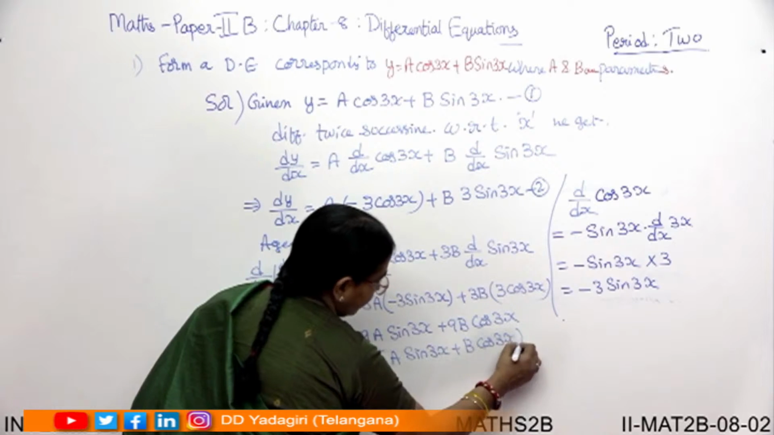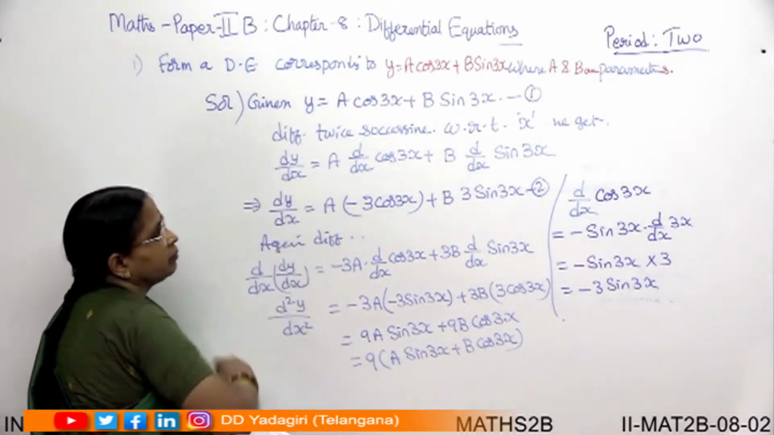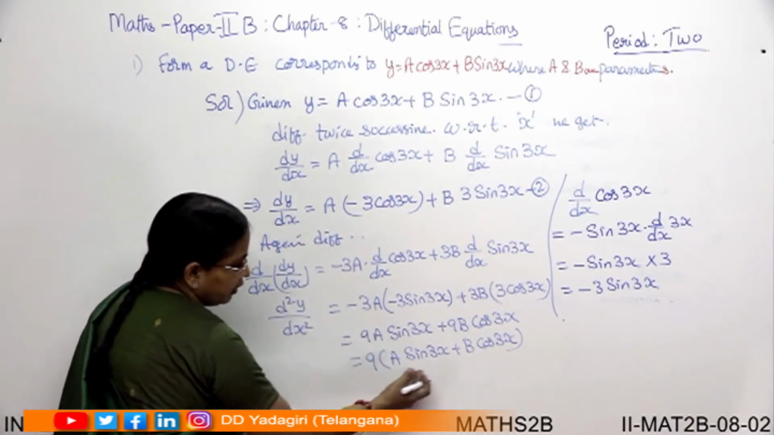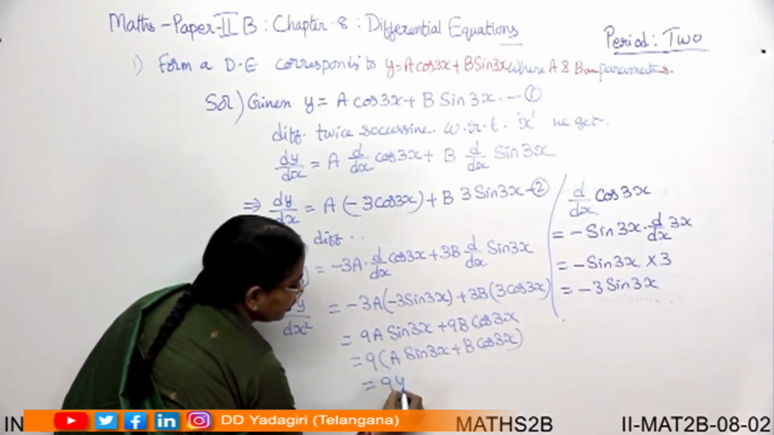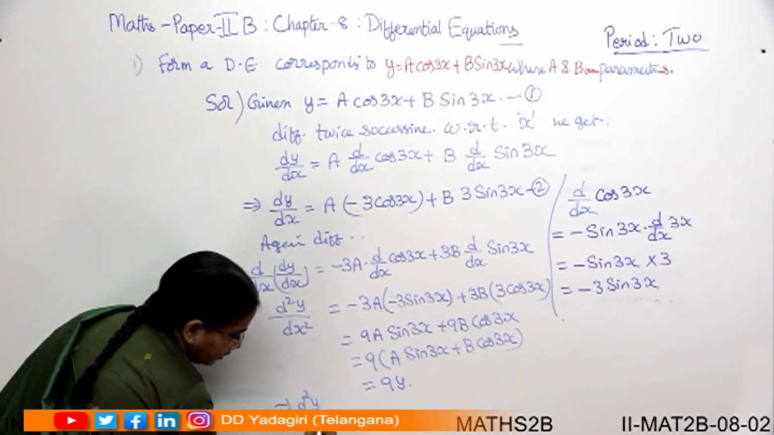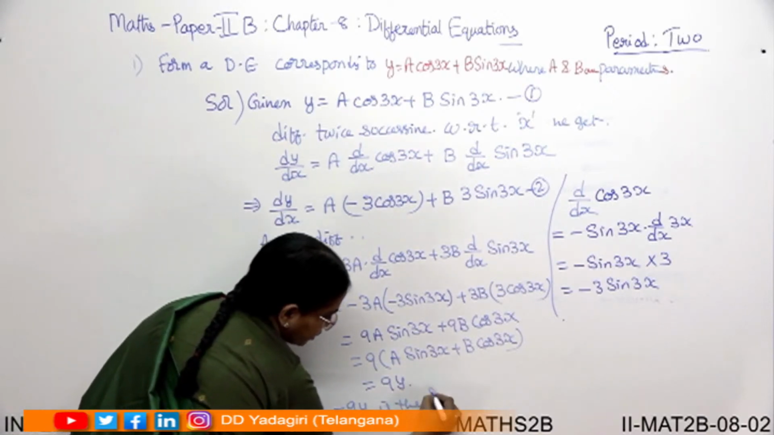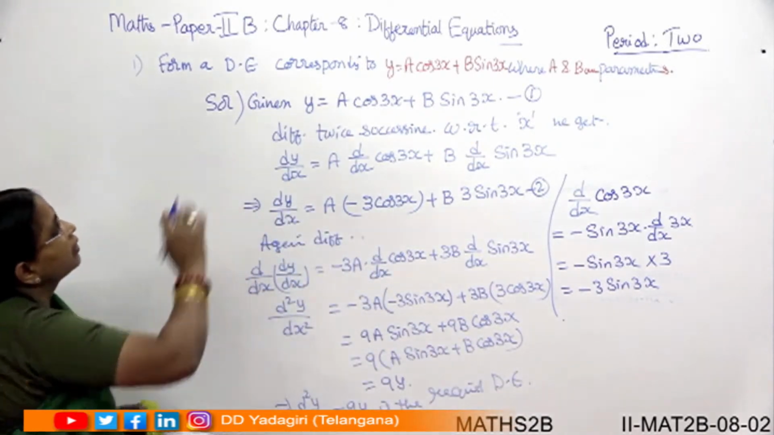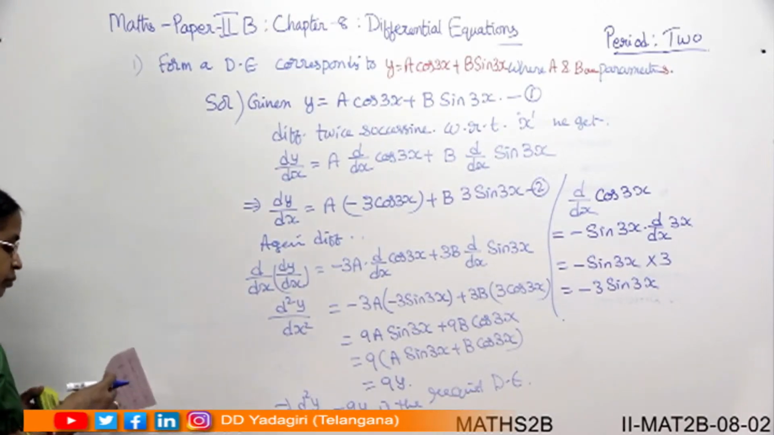Actually from these three equations you must eliminate A and B. But we can observe that without using the second equation itself, here we got A sin 3x plus B cos 3x as y. So I can just write is equal to 9y. So this implies d square y by dx square plus 9y is equal to 0, which is the required differential equation. So like this we found the differential equation when the solution is given. Now you can try some problems.